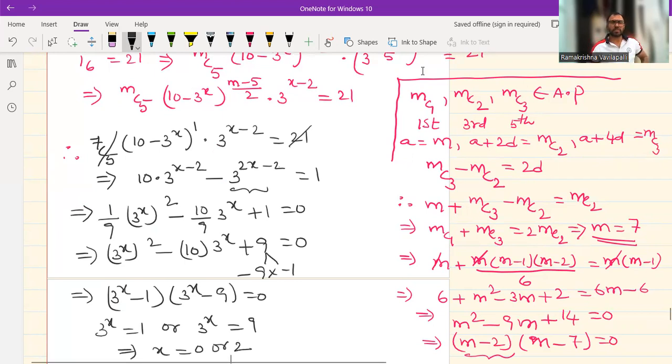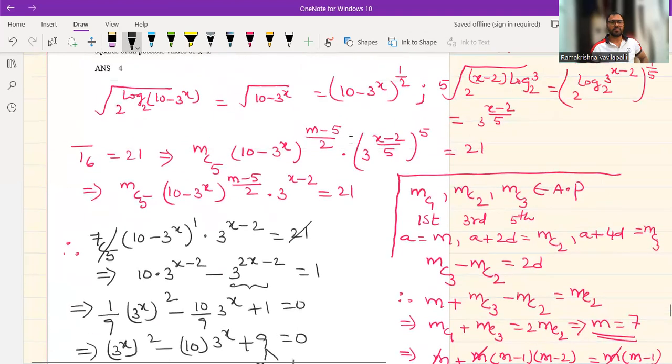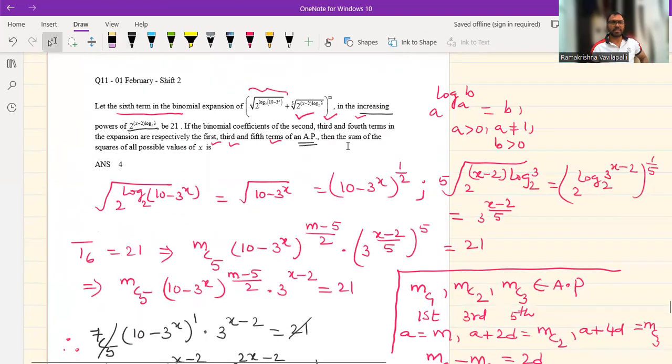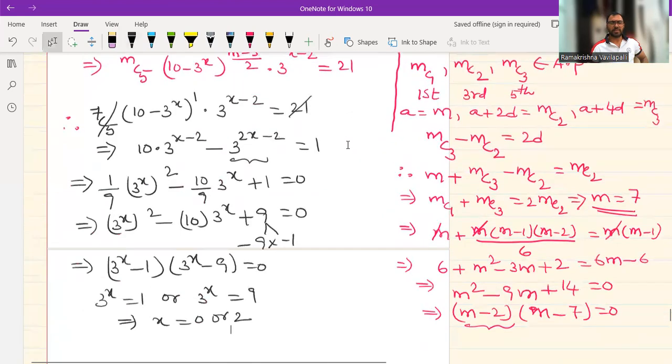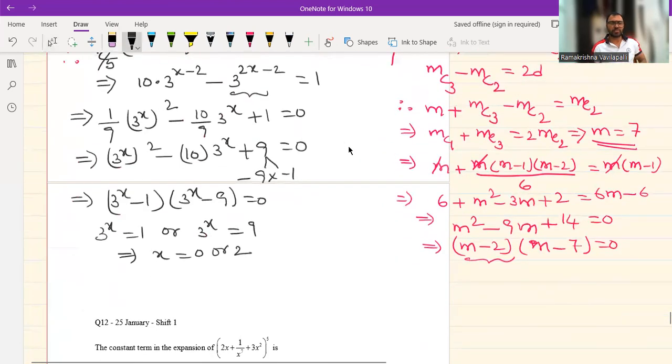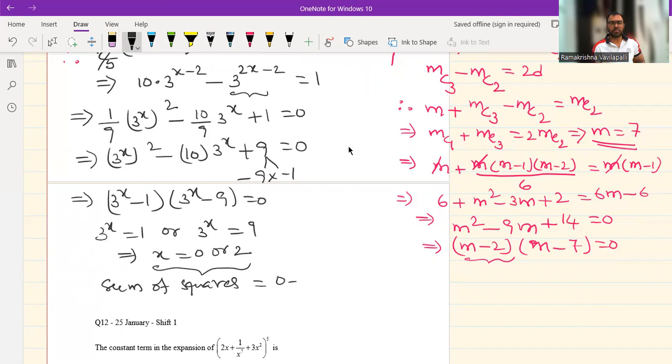So what is the given question? The given question is the sum of squares of all possible values of x. Sum of squares equal to 0 plus 2 square, that's equal to 4.